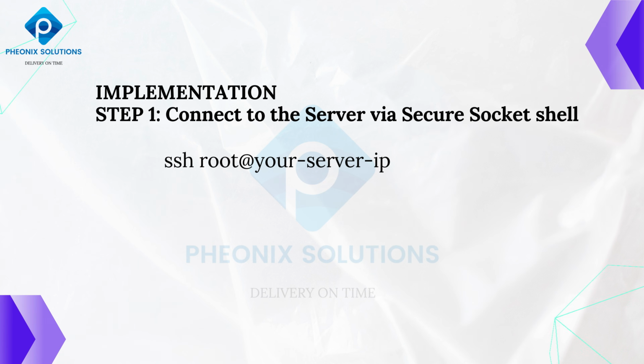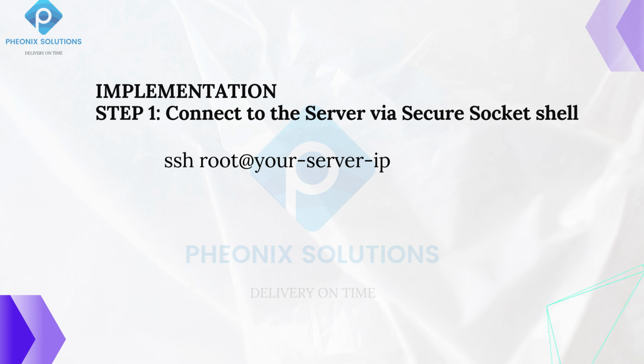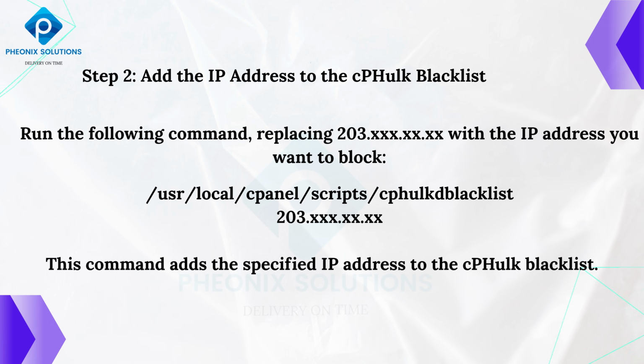Implementation. Step 1. Connect to the server via Secure Socket Shell. Step 2. Add the IP address to the cPHulk blacklist. Run the following command, replacing 203.xxx.xx with the IP address you want to block.